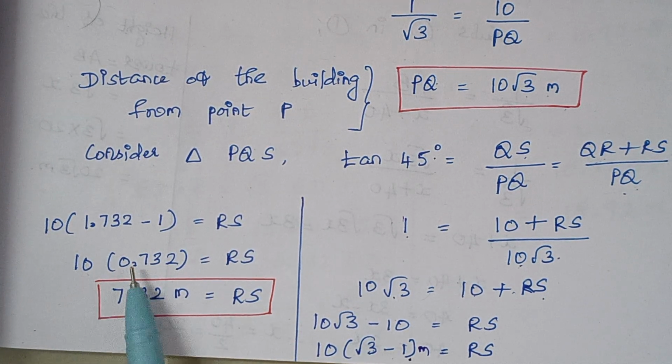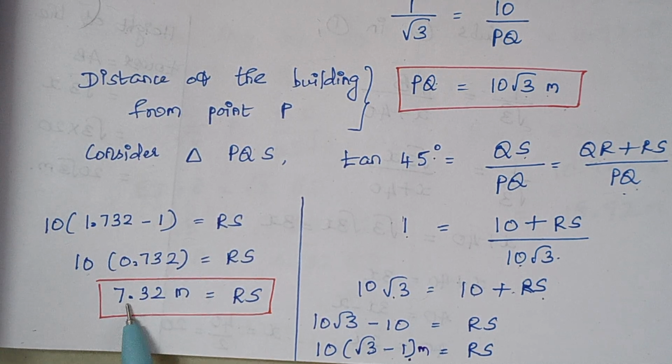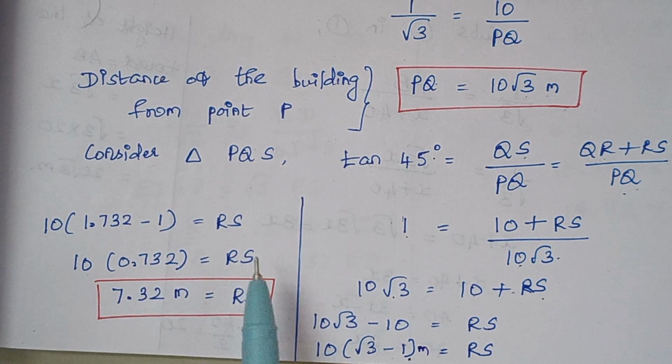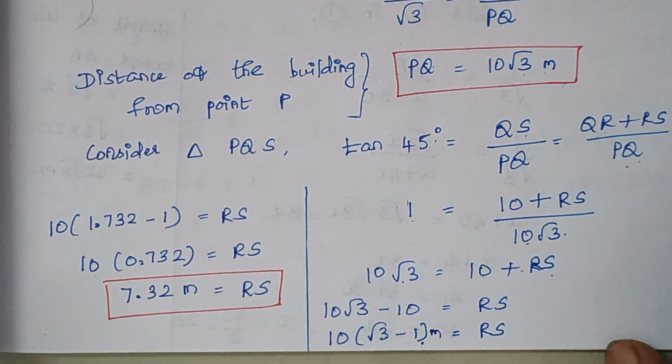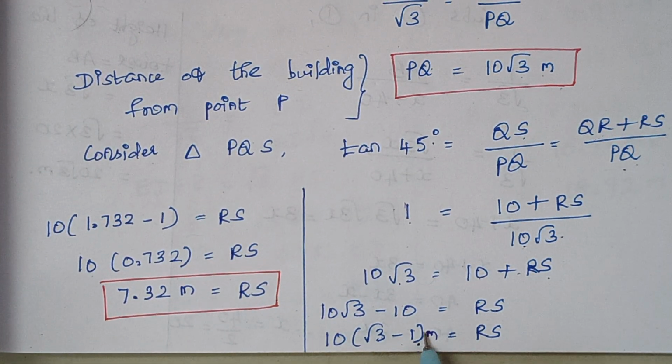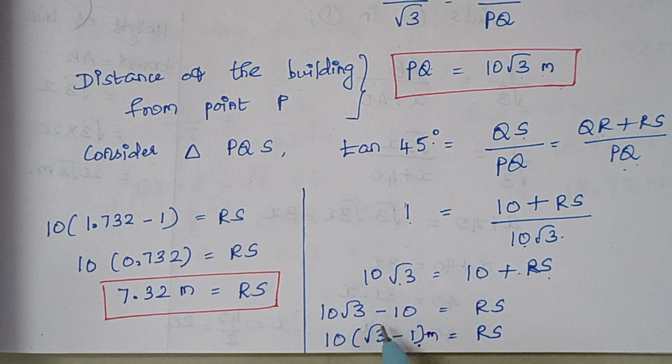When you multiply with this 10, what does it become? 10 into 0.732 becomes 7.32 meters. Therefore, the value of RS is 7.32 meters. If you feel a little bit confused, you can even stop with the earlier form also. But in the problem, they had given the value of root 3, so we have to substitute. So this problem gets over here.